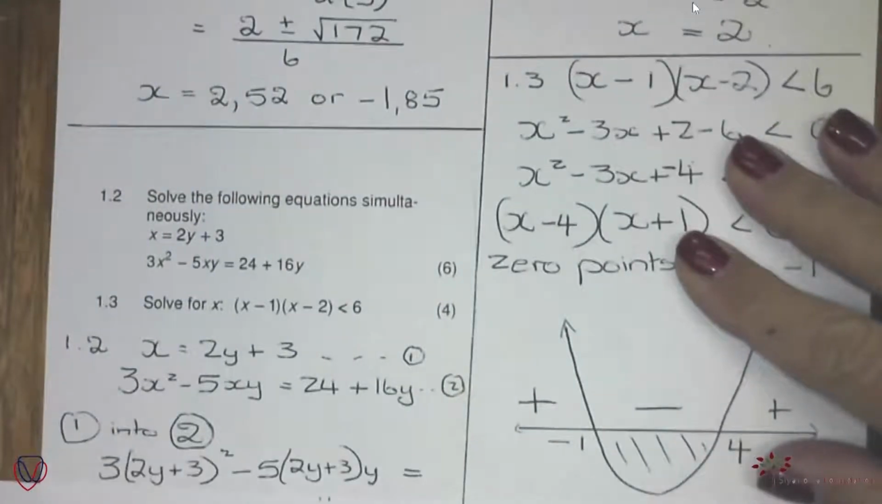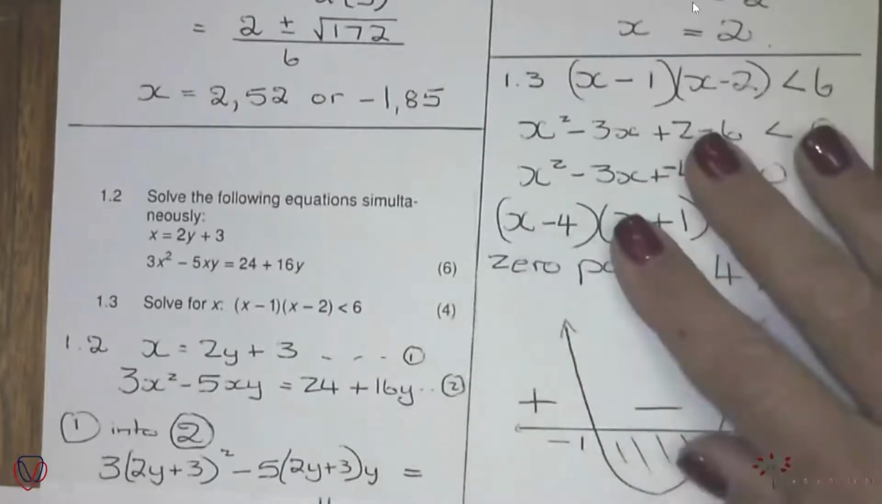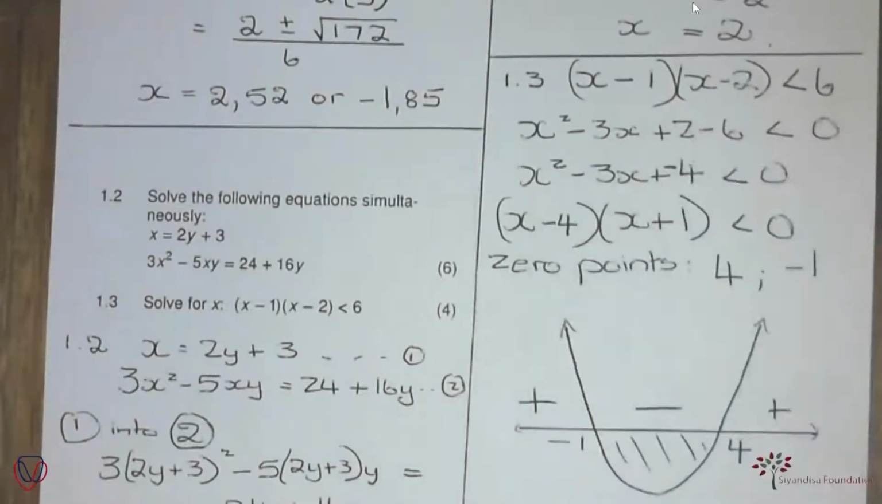So it's going to be 3. The x is 2y plus 3. 5. X is 2y plus 3. Y is equal to 24 plus 16y. Can you see now we've only got y's there? So it's possible now to solve the equation.